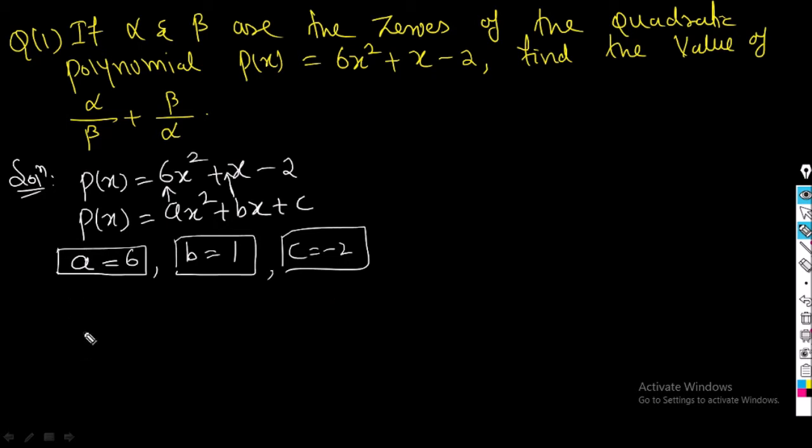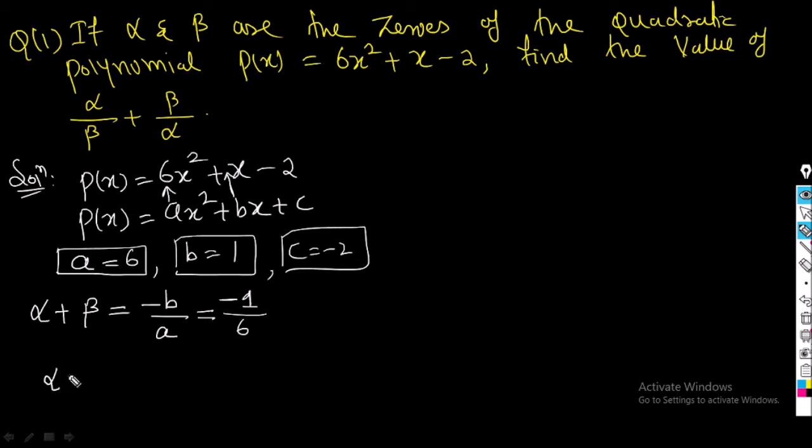So the next thing we should do, always remember, first you should find the sum of zeros, that is alpha plus beta. You know the identity: alpha plus beta is equal to minus b by a. There is a minus, b value is 1, so I write here minus 1 divided by a, which is 6. So alpha plus beta is equal to minus 1 by 6.